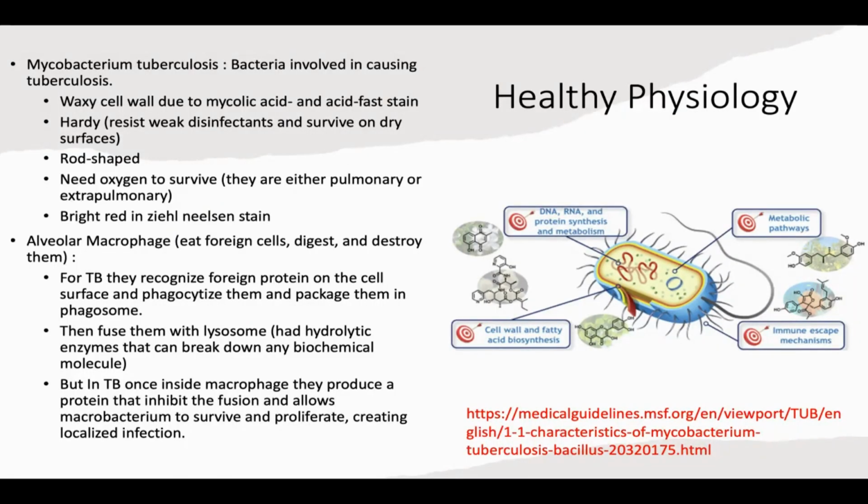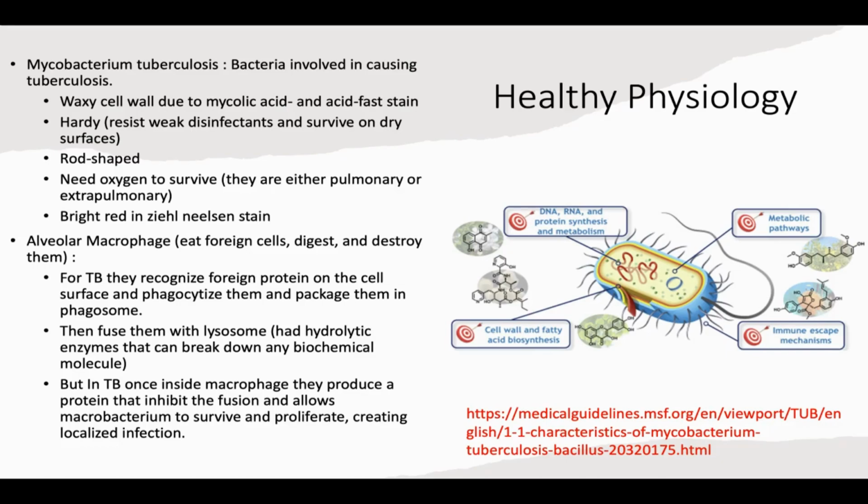Tuberculosis is caused by Mycobacterium tuberculosis. The bacteria itself has a waxy cell wall due to the mycolic acid it contains. The cell wall is hardy, which resists weak disinfectants, so that it can survive on dry surfaces. The bacteria itself is rod shaped. It needs oxygen to survive, which is why it is mainly located in the pulmonary region, or near the lungs, or extrapulmonary, like in the blood, where oxygen is easily available. If looked at under a stain, it is bright red in color.